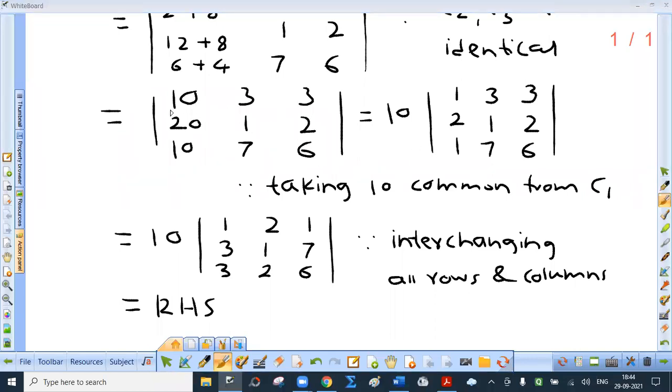Yes. So 10 can be taken common from 7 to get this. Now, is this the required right hand side? No. We need 133 as first column. So interchange all the rows and columns, value remains the same. So 10 into this. Yes, this is nothing but right hand side.